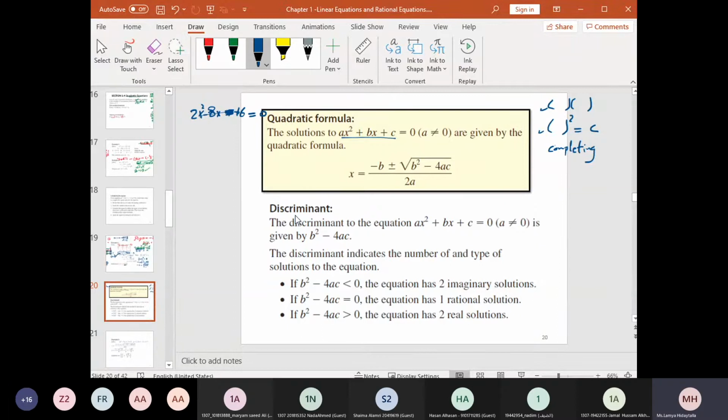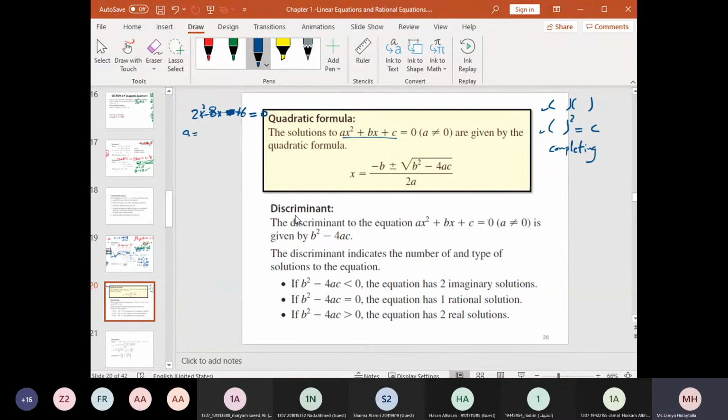Yes. What is a? A is equal to 2. What is b? It is equal to minus 8. What is c? It is equal to 16. So just put it in the formula and immediately you are going to get 2 solutions. Why? Because one time you are going to add and the second time you are going to subtract. So you will get the values, and go and try it again.